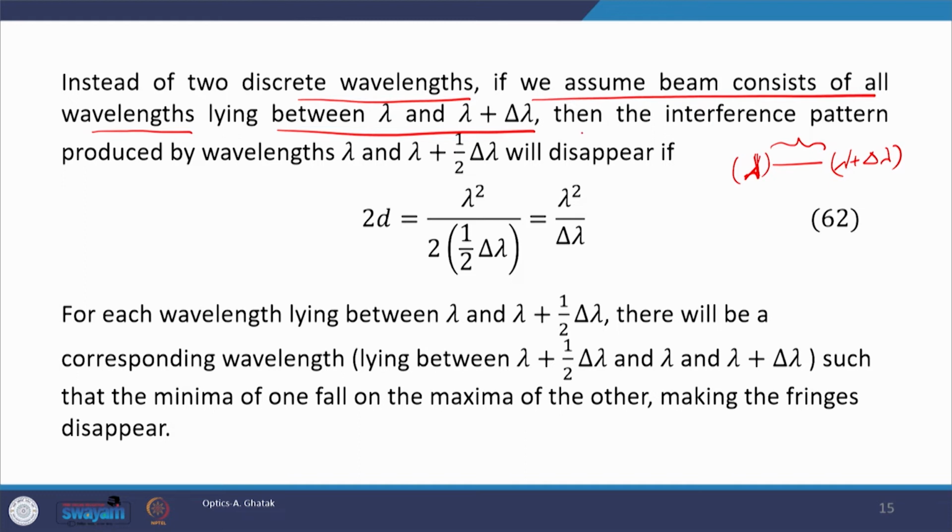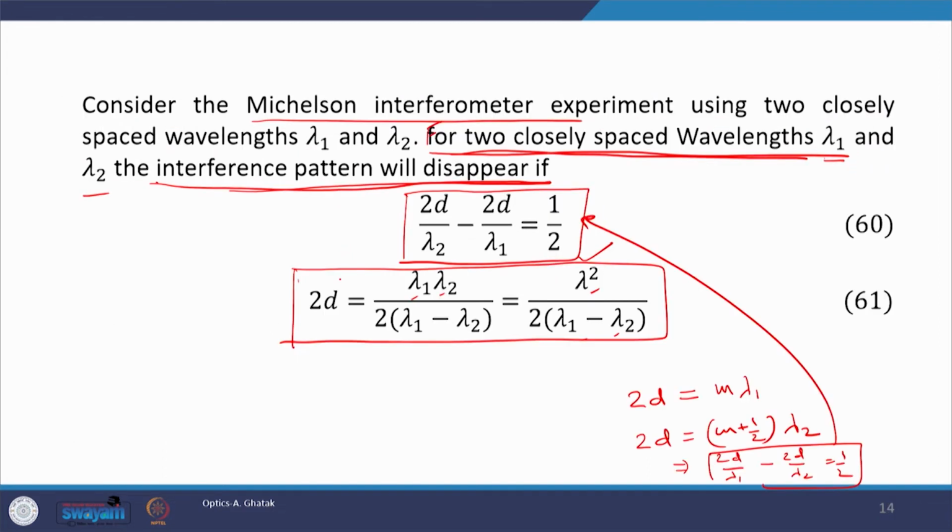Then the interference pattern produced by the wavelengths lambda and lambda plus delta lambda by 2 will disappear if this relation holds. What exactly we are doing is, earlier we considered two wavelengths lambda 1 and lambda 2. Now we are considering a band of wavelengths, extending from lambda to lambda plus delta lambda. We pick two values of wavelength in this band: the first is lambda and the second is lambda plus delta lambda by 2. And we want the interference pattern between these two wavelengths to disappear.